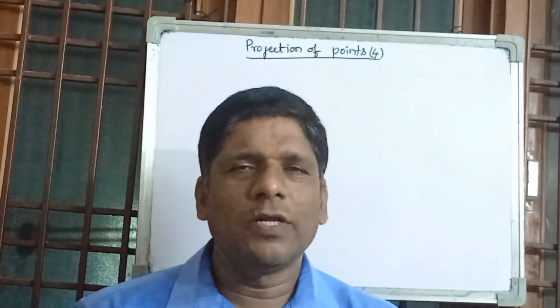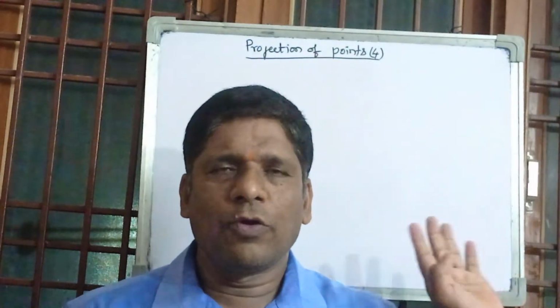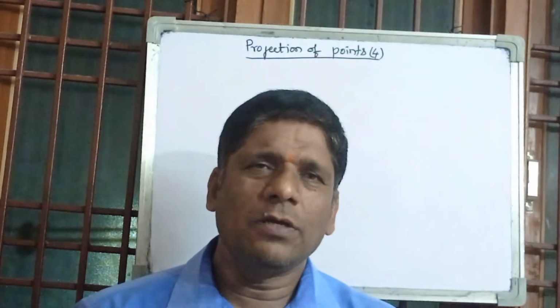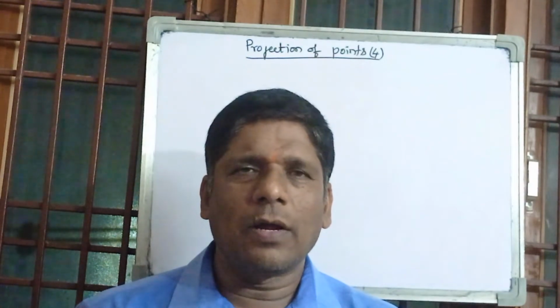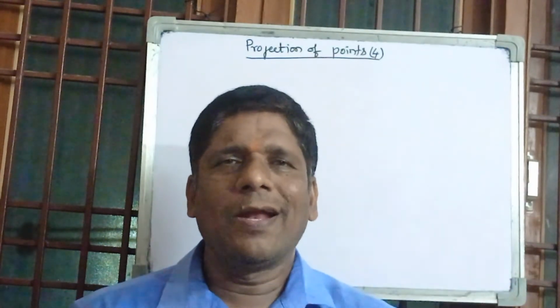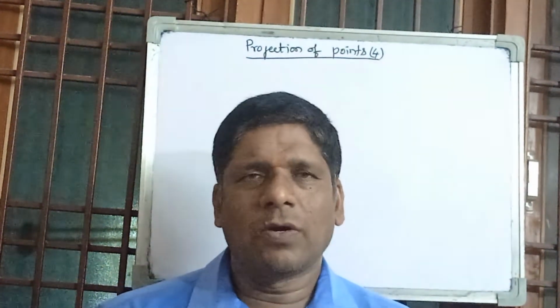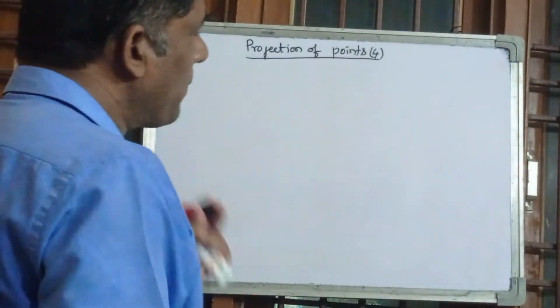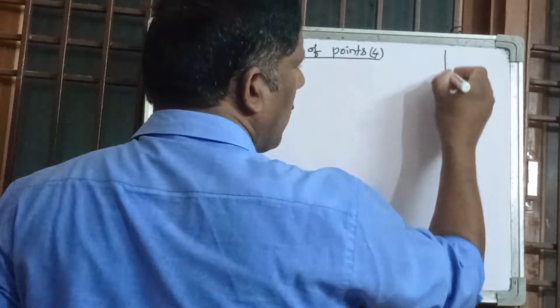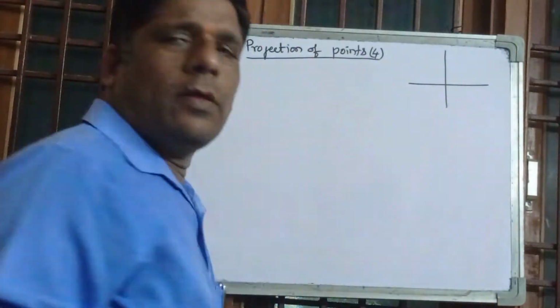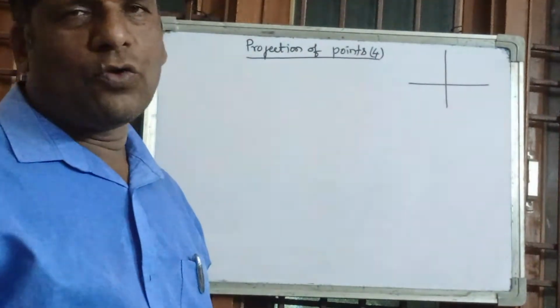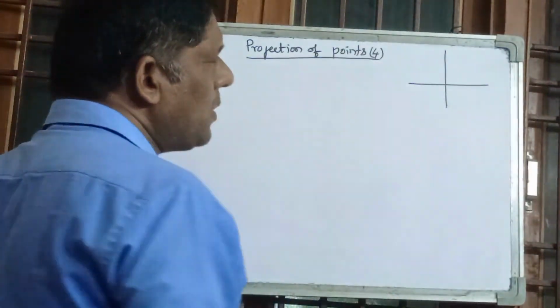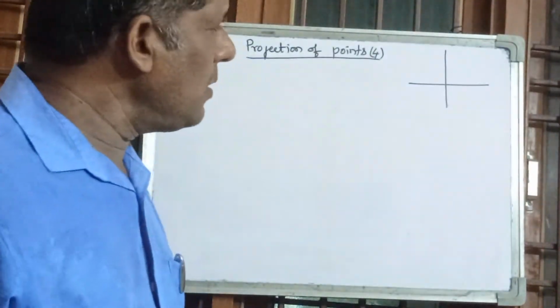In the last 3 videos we discussed projection of points in different positions, and today we will discuss if the point is there in the fourth quadrant. Okay, so let's start. Here suppose the point is there in the fourth quadrant. So the question is like that.